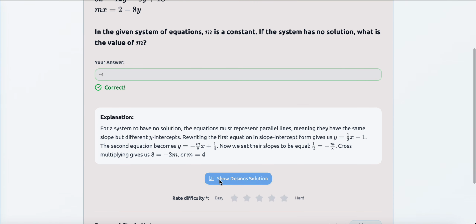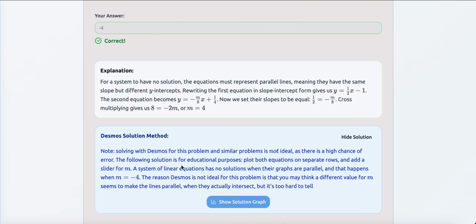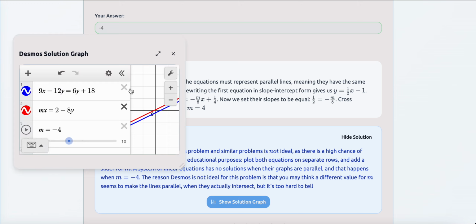Okay, and if you look over here, solving a problem like this using Desmos and similar problems is not ideal, and honestly I don't recommend it because there's a high chance of error. If you look at the solution here, it's saying plot both equations on separate rows and add a slider for m. A system of linear equations has no solutions when their graphs are parallel, and that happens when m equals negative 4. So you might think, what's the problem using Desmos?